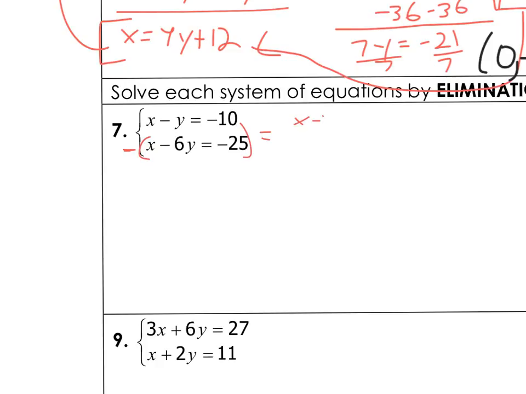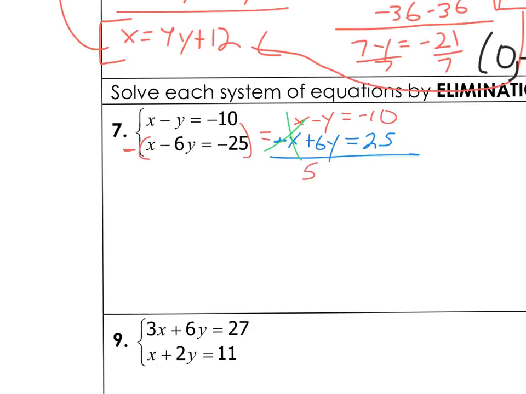So our first equation is still going to be x minus y equals negative 10. But our bottom equation would now be negative x. Remember, you're distributing that negative to everything inside. So instead of minus 6y, it'd be plus 6y. And that'll equal, instead of negative 25, positive 25. And there you have it. The x's are going to cancel out.